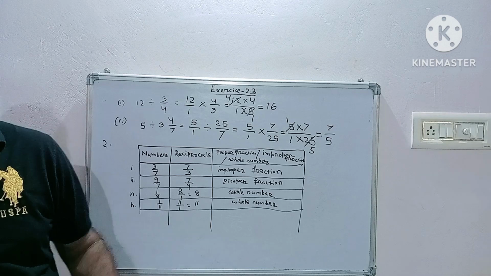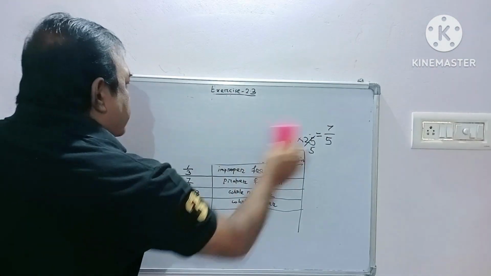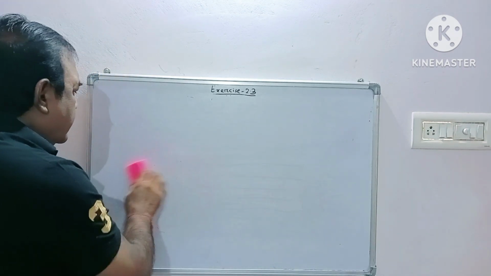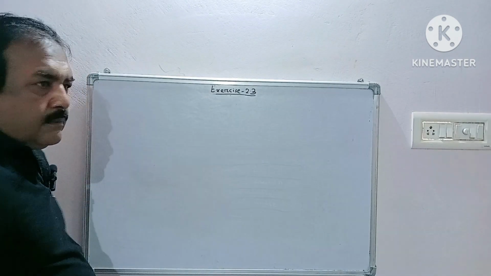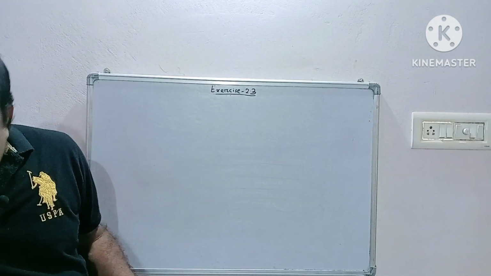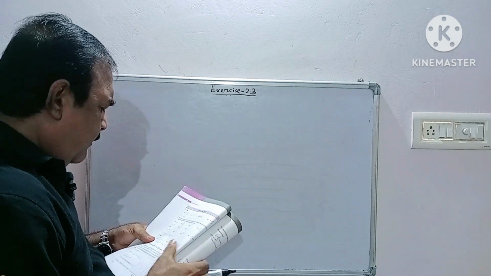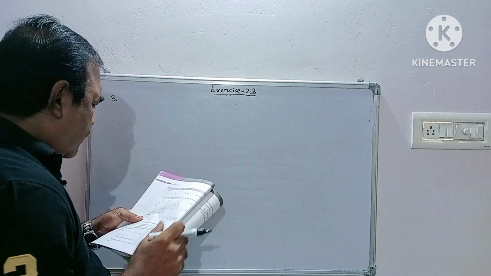We will move to question number 3. So be fundamentally clear. In mathematics, you have to be fundamentally clear. Otherwise, you will face difficulties in future. So we have to find the value.